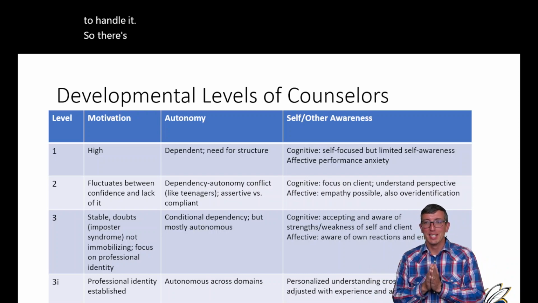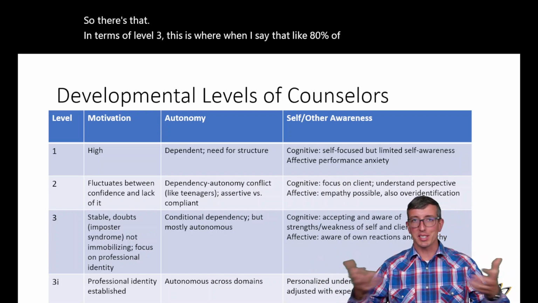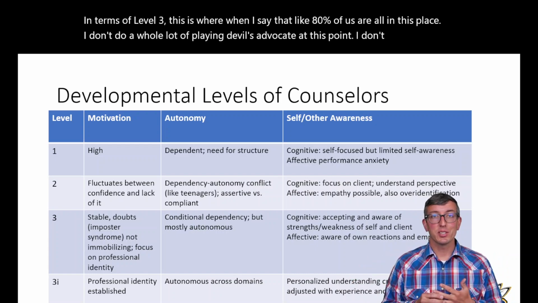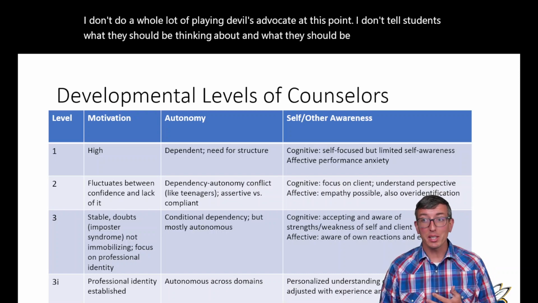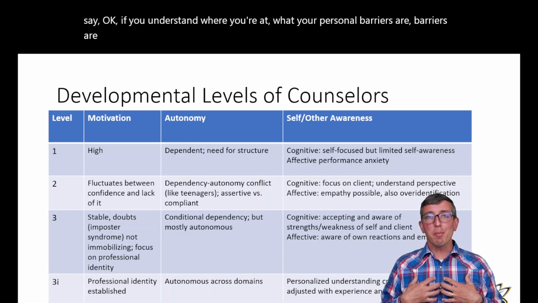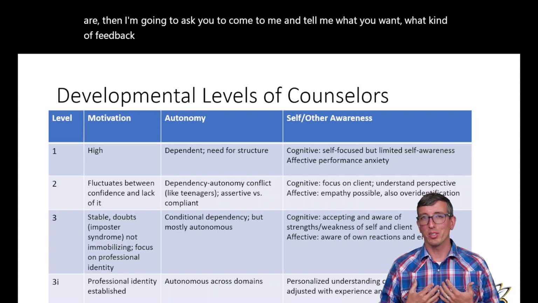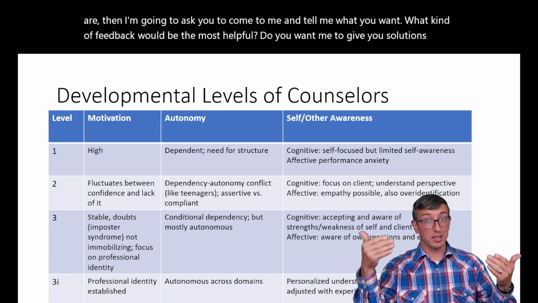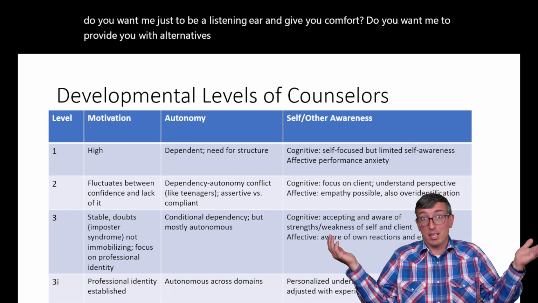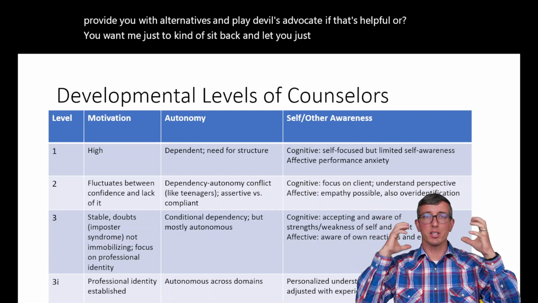So there's that. In terms of level 3, this is where, when I say that like 80% of us are in this place, I don't do a whole lot of playing devil's advocate. I don't tell students what they should be thinking about and what they should be working on. If you understand where you're at and what your personal barriers are, then I'm going to ask you to come to me and tell me what you want. What kind of feedback would be the most helpful? Do you want me to give you solutions, or do you want me just to be a listening ear and give you comfort? Do you want me to provide you with alternatives and play devil's advocate if that's helpful, or do you want me to sit back and let you talk it out within yourself?